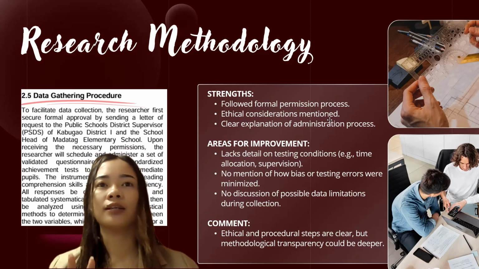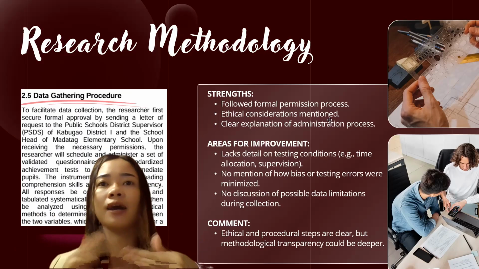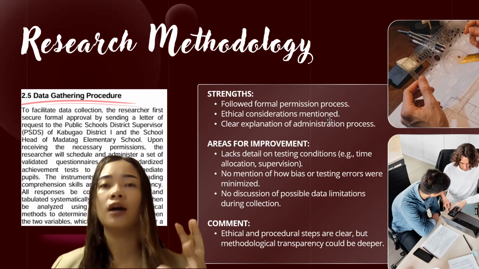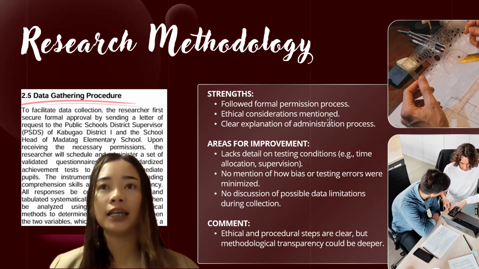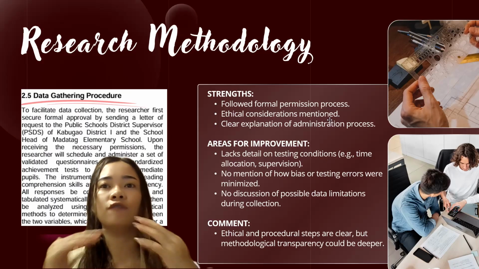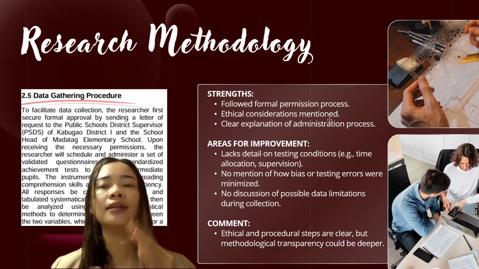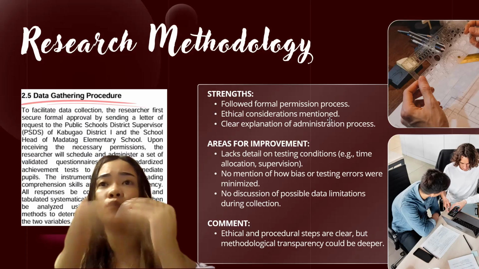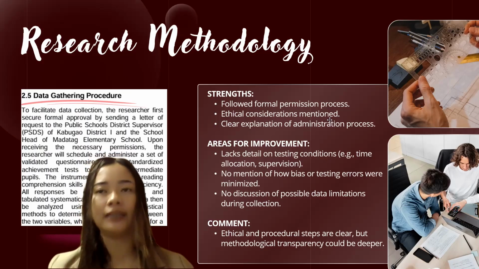Areas for improvement for this part is that it lacks detail on testing conditions like time, location, and supervision. Next, no mention of how bias or testing errors were minimized, and no discussion of possible data limitations during collection, because she mentioned in the research instrument that she will use PhilIRI and ATIN, but she didn't include any discussion of the limitations of the used questionnaire or research instrument. And my comment: ethical and procedural steps are very clear, as you can see, but the methodological transparency could be deeper to make this data gathering procedure more detailed and complete.